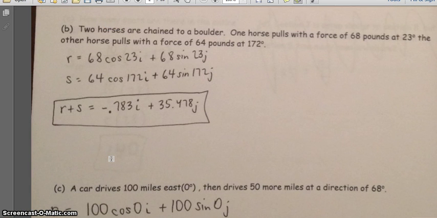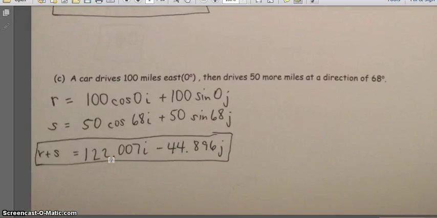Here's the answer to the work for letter B. And remember, you can hit pause at any time to look at these. You also have the answer key as well. And then here's letter C for number 3. So those are the answers for number 3.